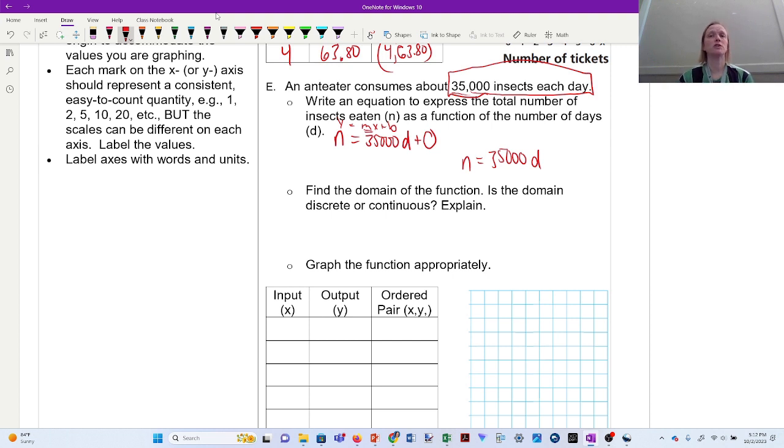Find the domain of the function. Is the domain discrete or continuous? Explain. Well, the domain is based off of this independent variable over here, the number of days. And although we count days as being 1, 2, 3 days, it is possible to eat insects for half a day or for 3.75 days. You can have fractional days. So a continuous domain is more appropriate here for that reason.